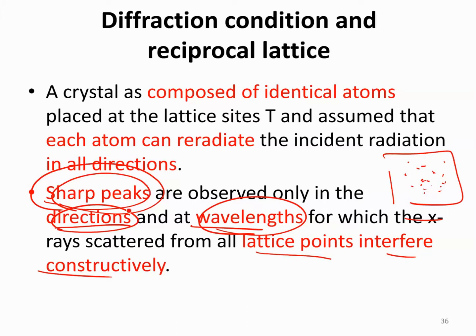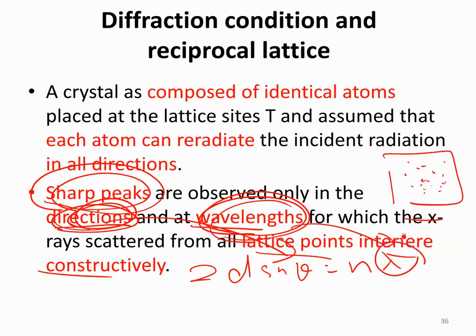Okay, so why direction and wavelength? Because 2d sine theta equal to n lambda. Direction corresponds to this sine theta. Then wavelength corresponds to this one.